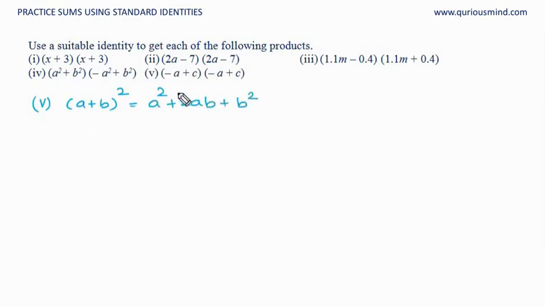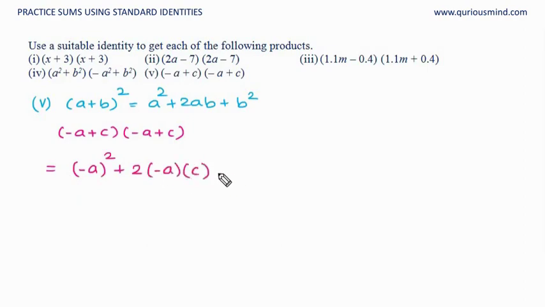And in this case, a is equal to minus a and b is equal to c. So we will write this as a square, so first (-a) whole square, plus 2 into a into b, 2 into (-a) into (c), plus b square, which is c square. Because if you see, a is minus a and b is c, and hence a square, (-a) square. 2, a is minus a, b is c. And that gives minus a square is a square.